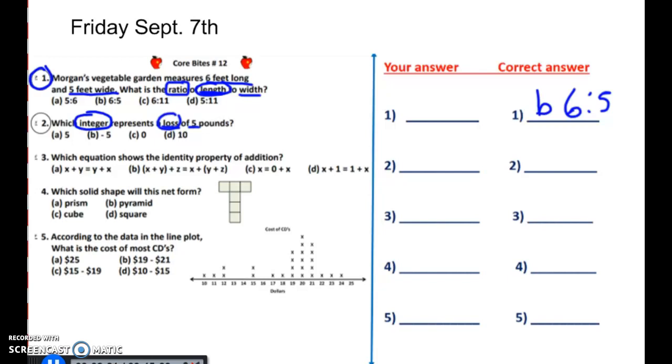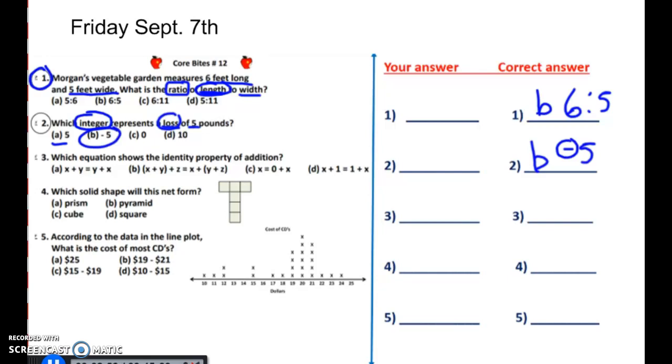The correct answer for number 2 was B, a negative 5. When you lose 5 pounds, that's going to be a negative number. If it said what integer represents a gain of 5 pounds, then you would choose the positive 5. But for a loss, that is a negative number.